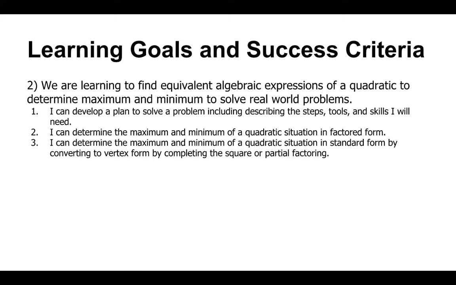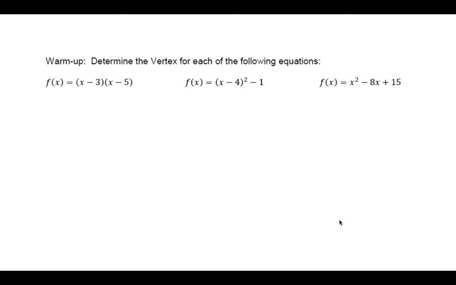The learning goal is finding an equivalent expression of a quadratic. So changing the expression from standard form to vertex form, and then to actually determine the max and minimum. You've already kind of worked on developing the plan, what you need, but we will be talking about that. But also just determining max/min from factored form and max/min from standard form. This partial factoring is actually not going to be hit here, but it is kind of a neat concept. We're going to focus today on completing the square.